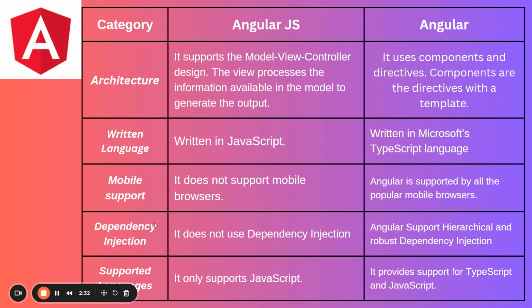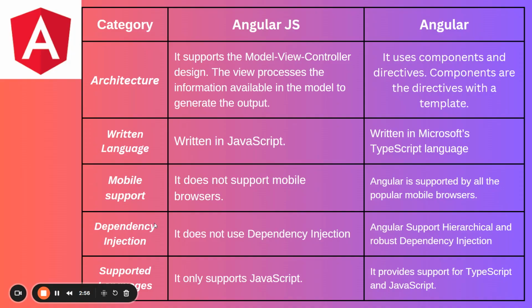First of all, architecture. AngularJS supports the model view controller design. The view processes the information available in the model to generate the output. That is AngularJS. Angular uses components and directives. Components are directives with a template. So Angular uses components and directives.